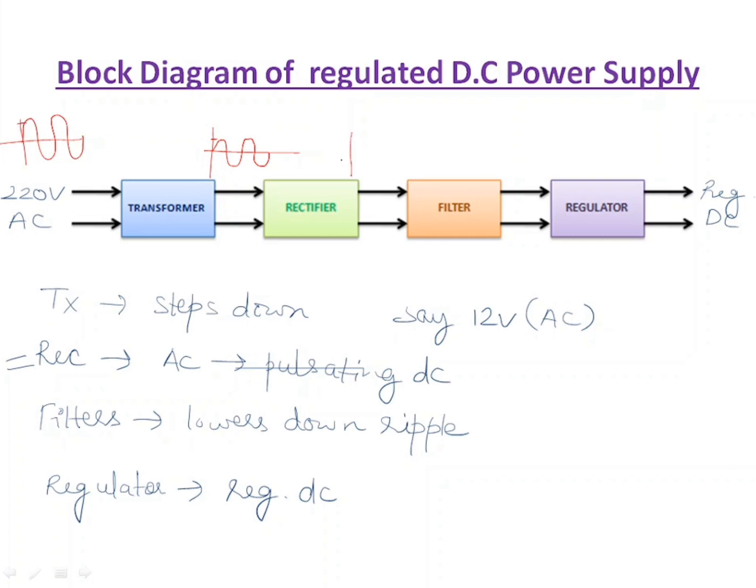The rectifier will convert AC into pulsating DC. So it will be DC, that is unidirectional, but it will have some AC component also. The filter will convert it into DC, but this is not a ripple free DC, it has some ripple. And finally we get a regulated DC at the output of the regulator.